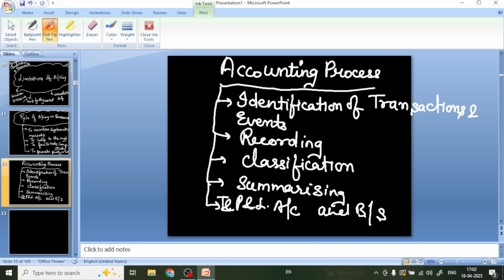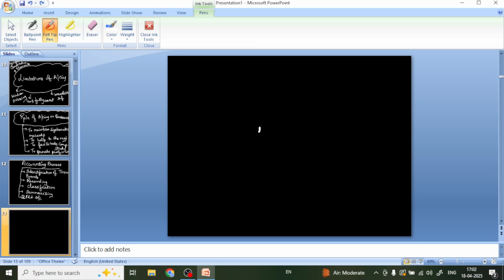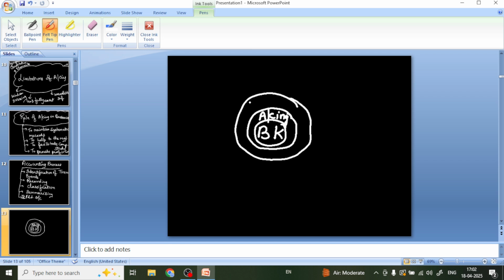Now, next, what will be the relationship between bookkeeping, accounting, and accountancy? First of all, we will prepare bookkeeping. Then we will prepare accounting. And after that comes accountancy. You can say bookkeeping is a part of accounting. Accounting is a part of accountancy. The relationship between bookkeeping, accounting, accountancy is like this figure. From bookkeeping we prepare accounting, then accountancy.